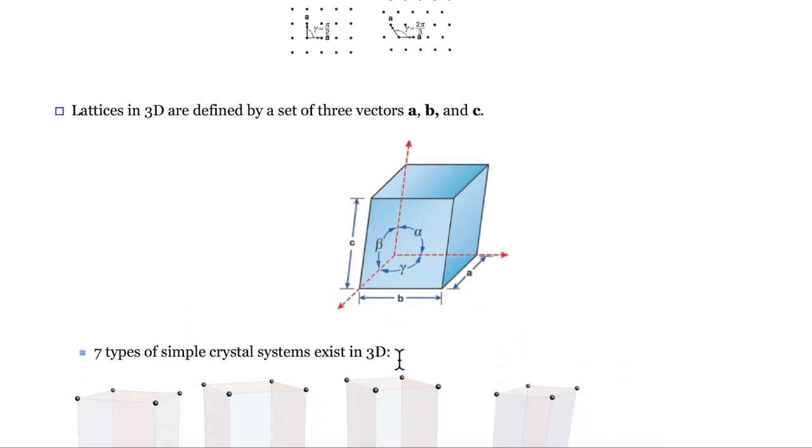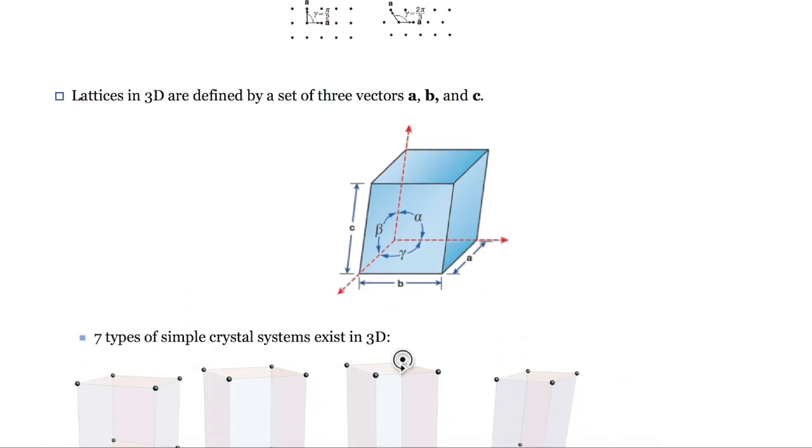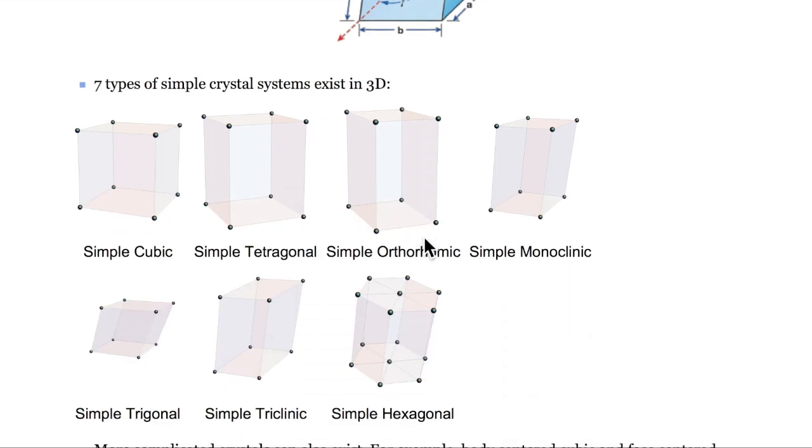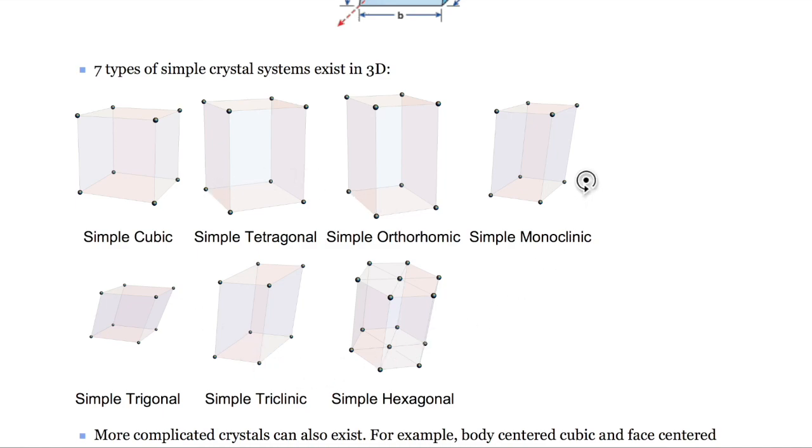On the other hand, lattices in 3 dimensions are defined by the 3 lattice vectors A, B, and C, which have angles of alpha, beta, and gamma between them. There are 7 types of simple crystal systems, which you can see here. These structures range from simple cubic, where all the lattice vectors are equal and all the angles are 90 degrees, to triclinic, where all the lattice vectors and angles are different.